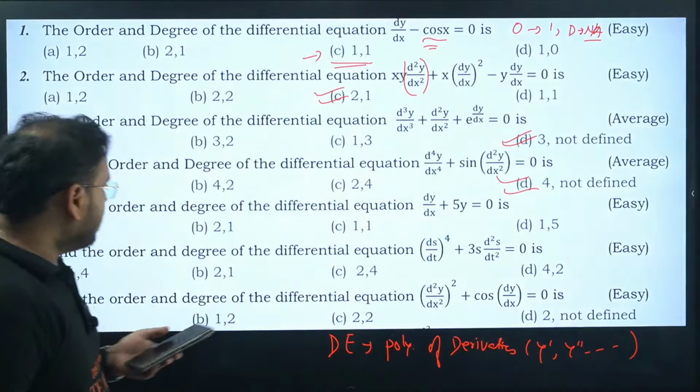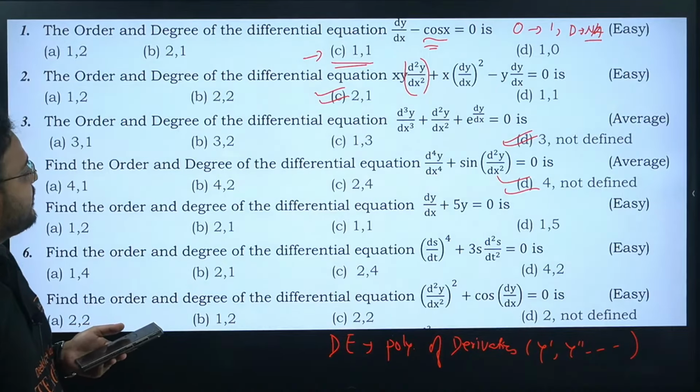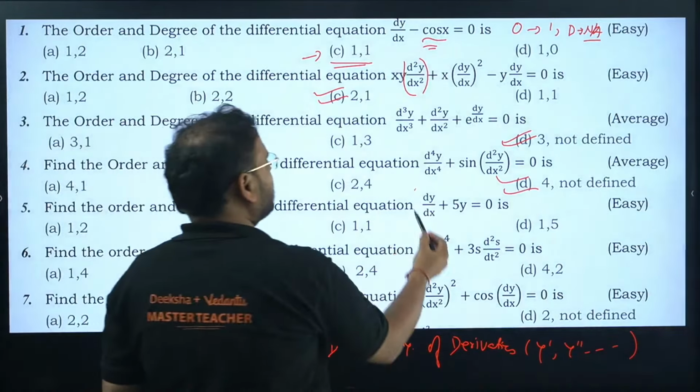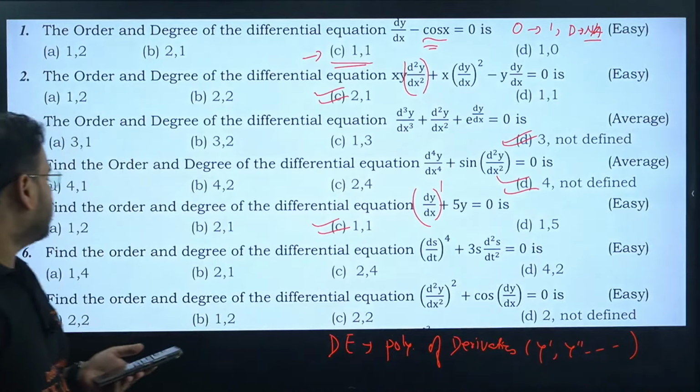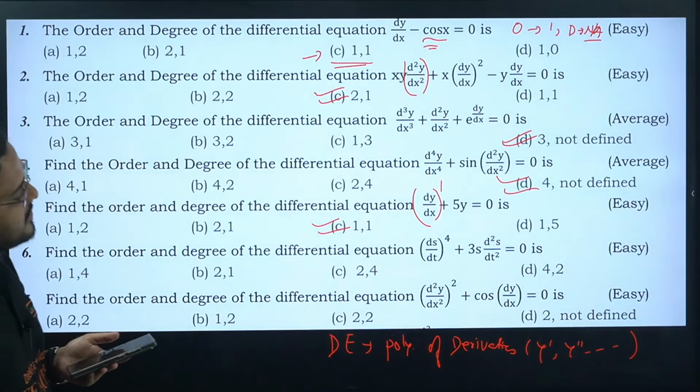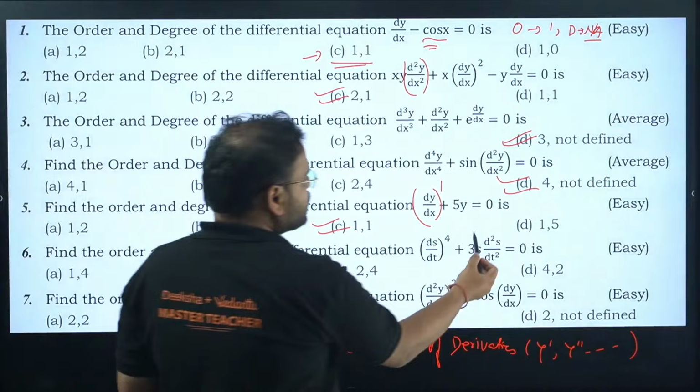Everyone, question number 5, find the order and degree of the differential equation. Order is 1, degree is also 1. Here the derivative is only 1, so order and degree are both 1, so option C. Find the order and degree of the differential equation. This one will be order 2 and degree 1.